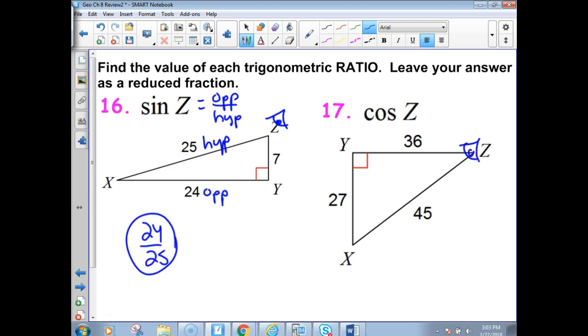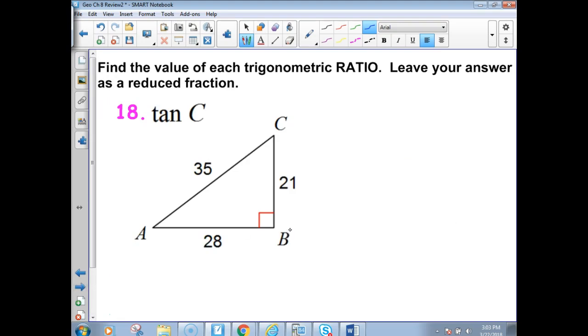Over here, if you're coming from the angle Z and you want the cosine, this would be your adjacent leg. This would be your hypotenuse. Cosine is adjacent over hypotenuse, so that's 36 over 45. You can divide both of those by 9. So that's going to be 4/5 when it's reduced.